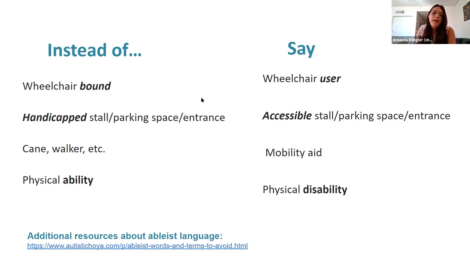And at the bottom of this slide, we have a whole comprehensive list of ableist language and terms to avoid that you can look into more later. But we just wanted to highlight some of these common themes and give examples of how the language that we use to discuss disability and accessibility is often informed by the medical model.